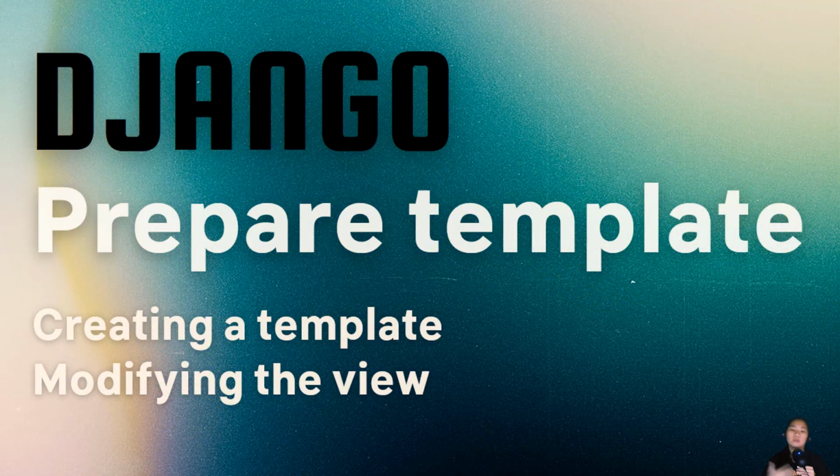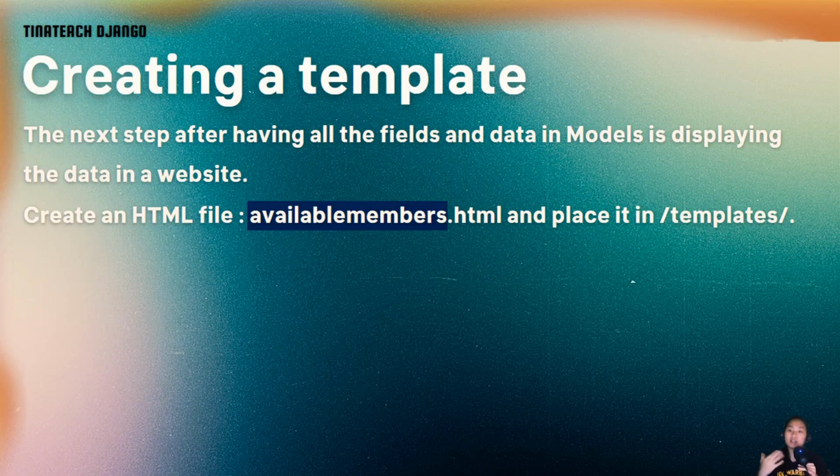This lesson is about preparing the template, creating a template, and then modifying the views file in order to display that template, okay? Let's kickstart our lesson first with creating a template. So after having all the fields and the data in our models, we want to display it in a website. And how do we do that? First, we create an HTML file.